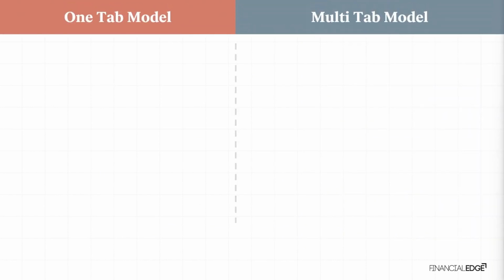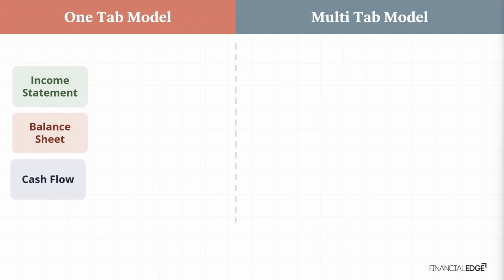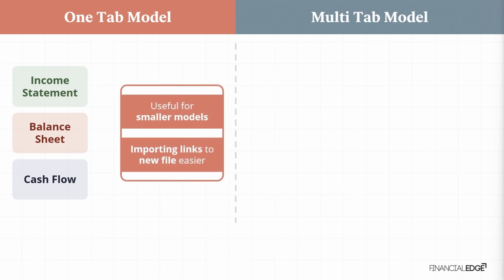Our last design choice is deciding whether our model is going to be a one-tab model or a multi-tab model. A one-tab model would have all of your major items, income statement, balance sheet, cash flow statements, all on the same tab. And you could even have your assumptions, your calculations, everything all on that one tab. This is pretty useful for smaller models, and it means when you're importing links to new files, it's going to be easier.